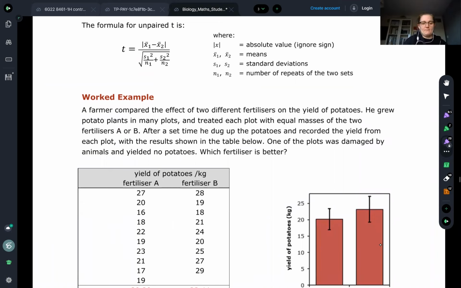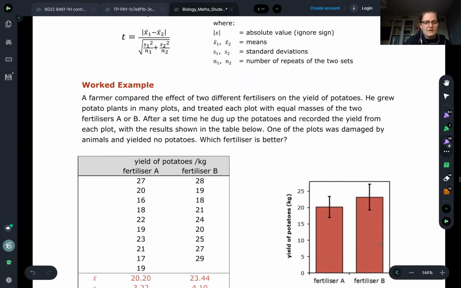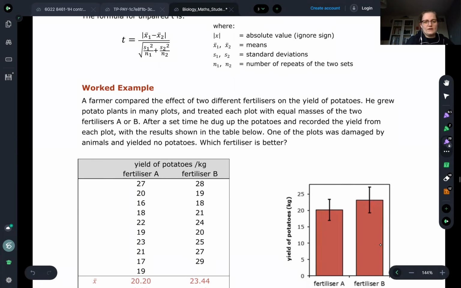Which fertilizer is best? So obviously, to do the t-test, we need the mean of sample 1 and the mean of sample 2. For the mean of sample 1, we add all of those values together and divide by how many there are, and there were 1, 2, 3, 4, 5, 6, 7, 8, 9, 10. So add all those together, divide by 10, and that would give us 20.20. So our t-test by this point would look something like this if we popped it in.